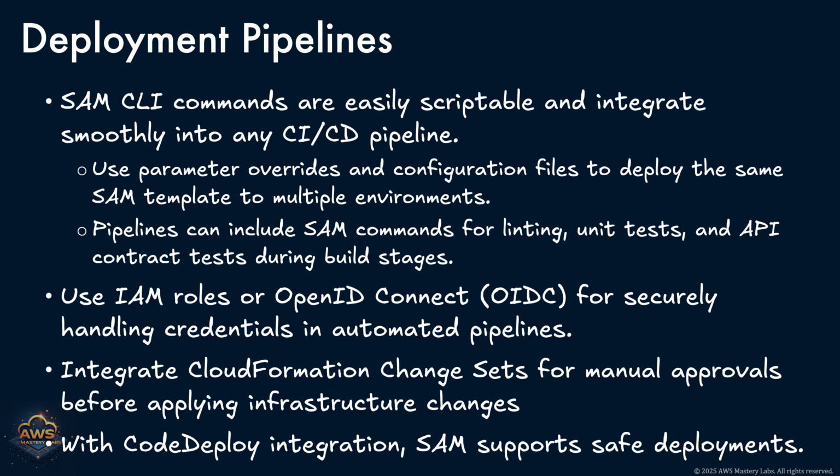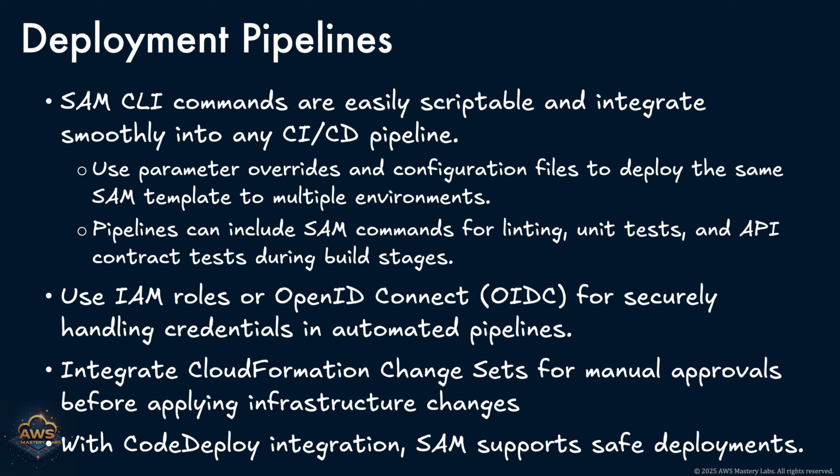AWS SAM is designed with automation in mind. The SAM CLI provides key commands like SAM build, SAM package, and SAM deploy, which can be scripted into any CI/CD pipeline. These commands handle everything from compiling your code and creating CloudFormation-compatible templates to uploading artifacts and deploying the stack. SAM makes it easy to support multiple environments like development, staging, and production. Using parameter overrides and configuration files, you can deploy the same application template to different environments with environment-specific settings.